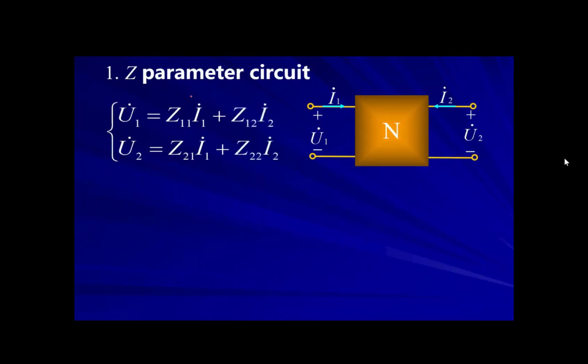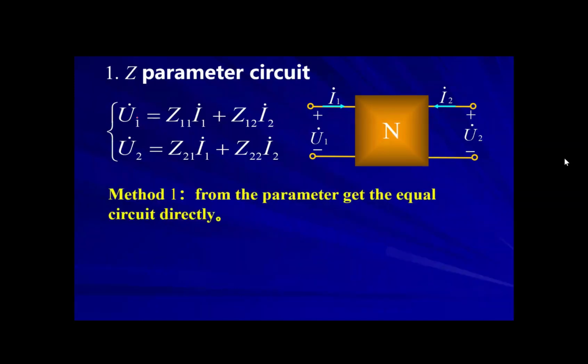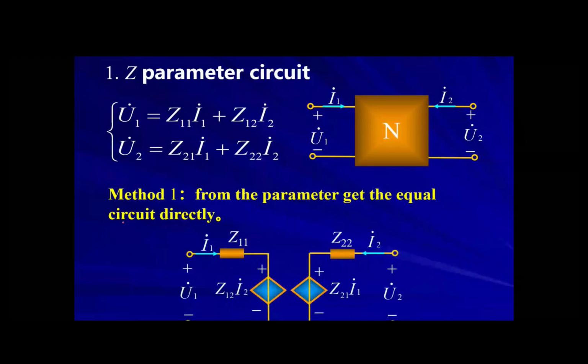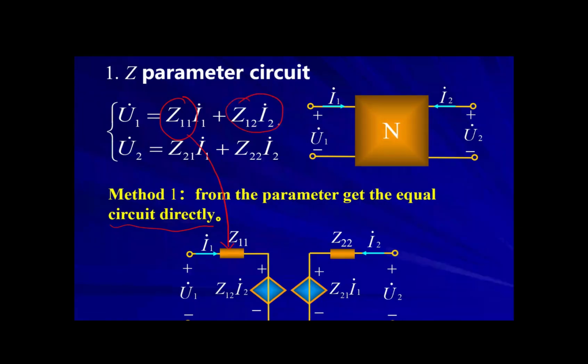At first, if we use the Z parameter to express a circuit, U1, U2, use I1, I2 to express this Z parameter. From this, we can get the equal circuit very easily, directly. For this Z11, we can treat it as an impedance. For this Z12 I2, we can treat it as a dependent source.